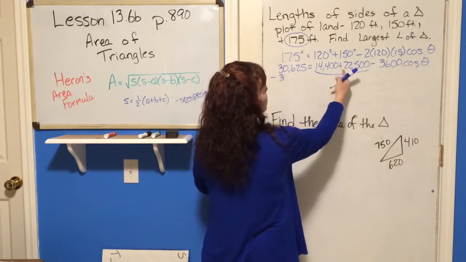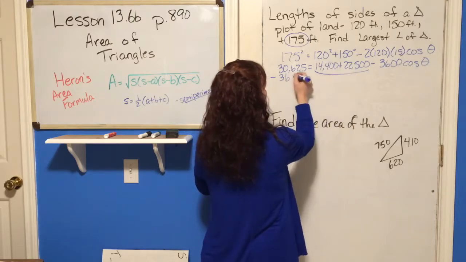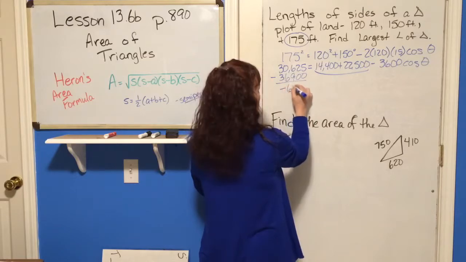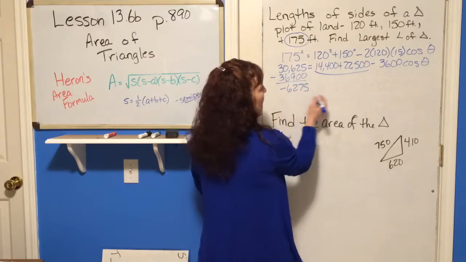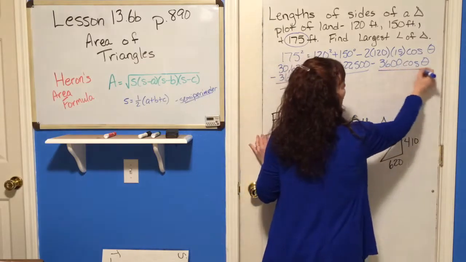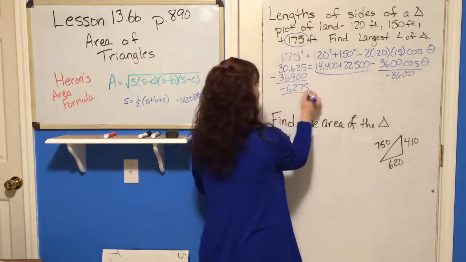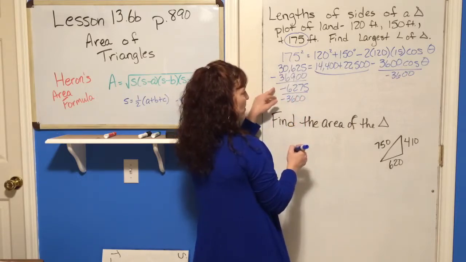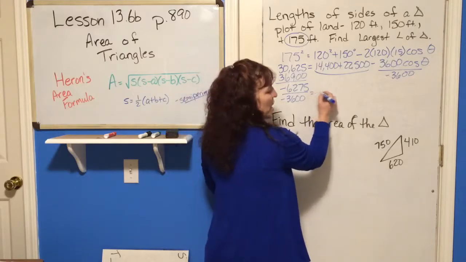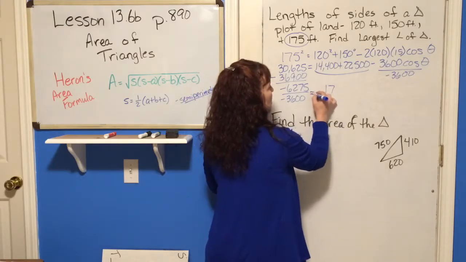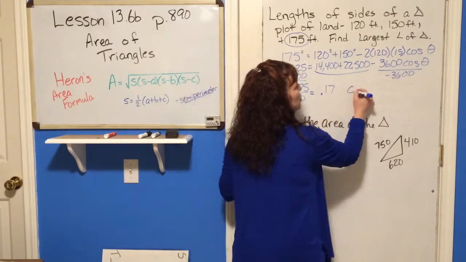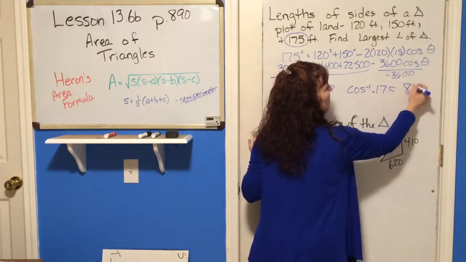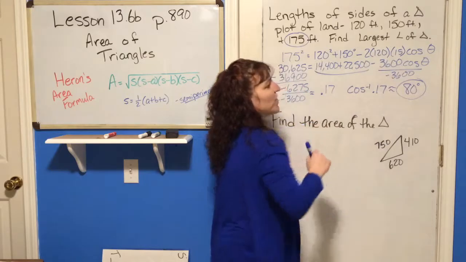and I didn't add it together in my notes, to 36,900, and then I subtracted. I should have negative 6,275, yes, and now we're going to divide by negative 3,600. When you divide negative 6,275 by negative 3,600, you get roughly 0.17. Now we just take the inverse cosine of 0.17, and you should get roughly 80 degrees. And that's the only thing I asked you this time.